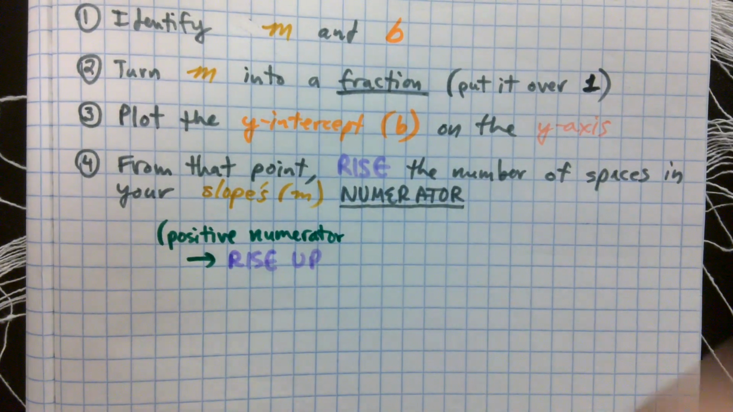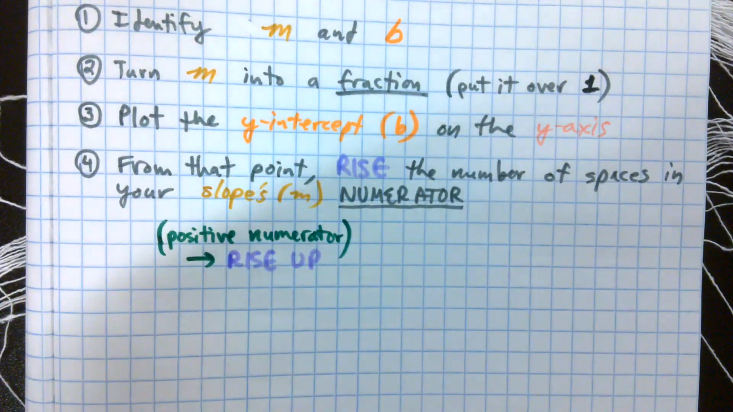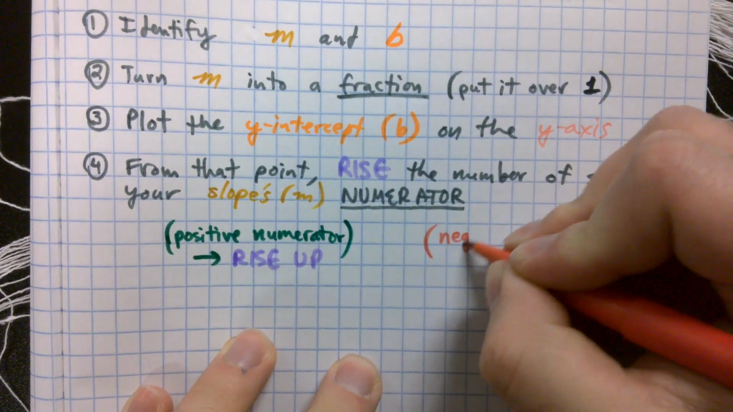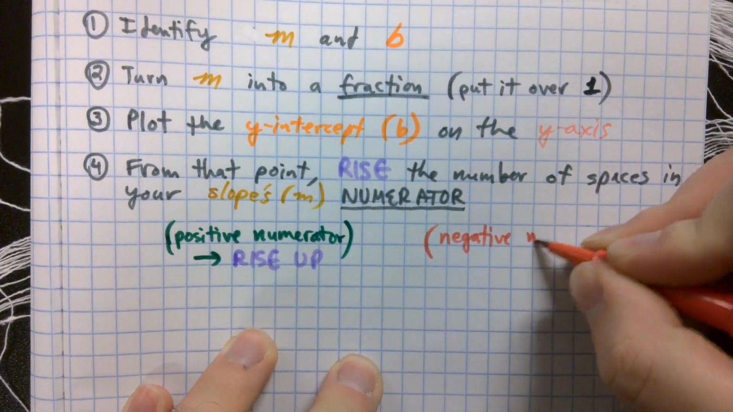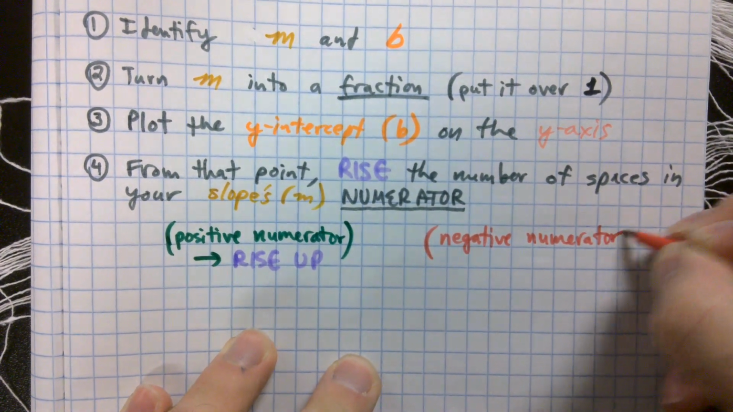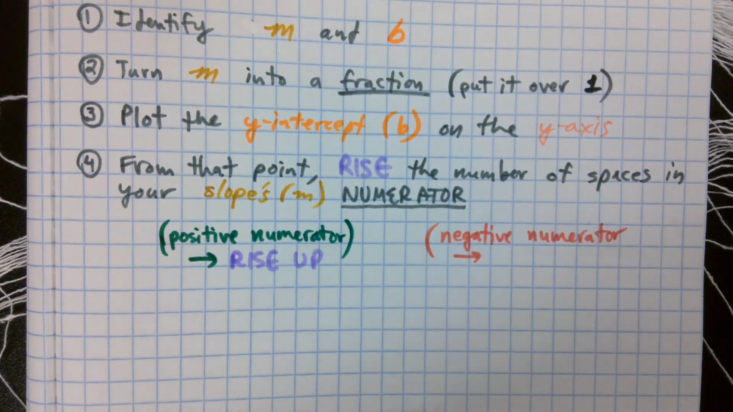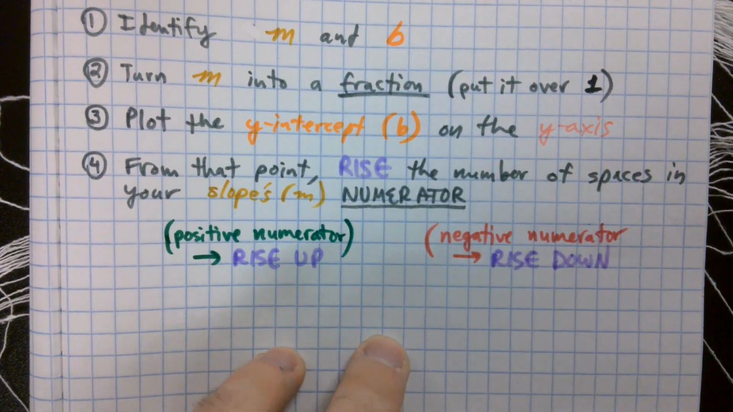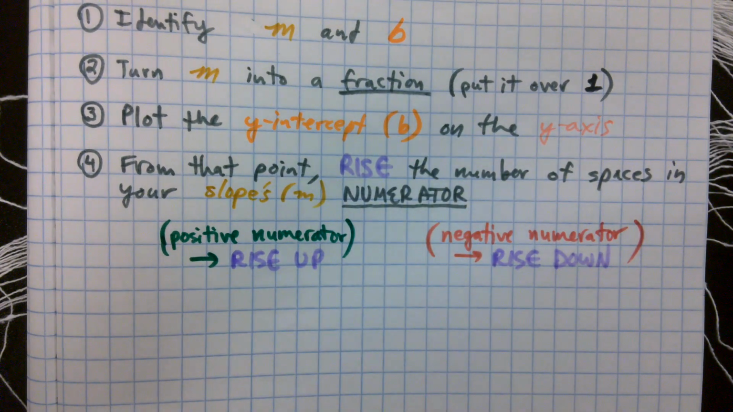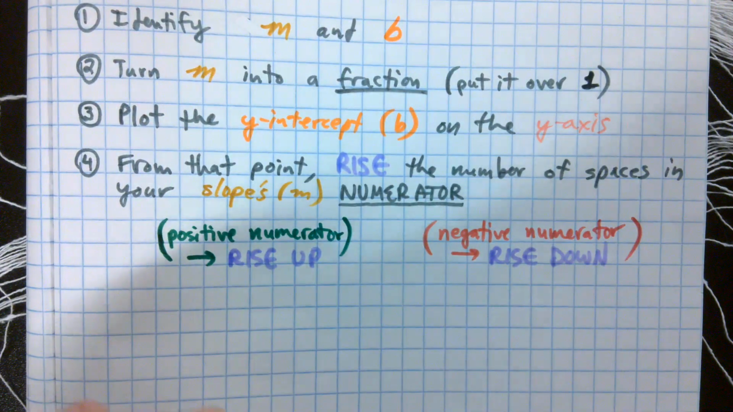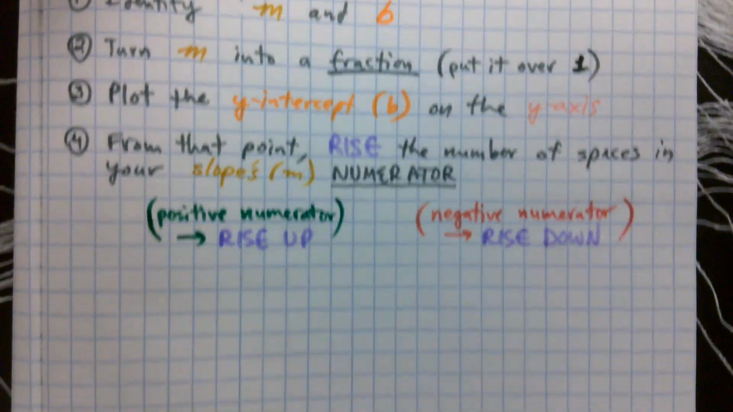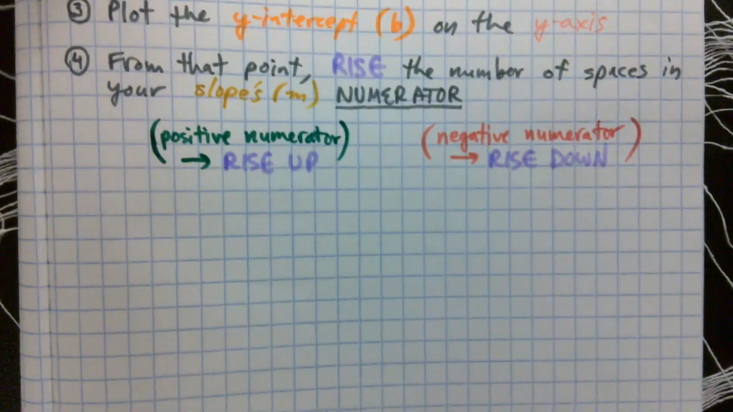If we've got a positive numerator, we're going to rise up. And of course, if we have a negative numerator, what direction should we rise if we have a negative numerator? We're going to rise down. I'm going to move this down to step 3 there.